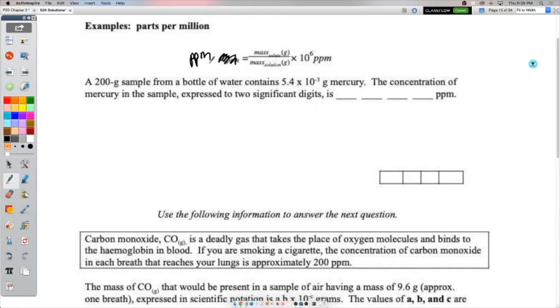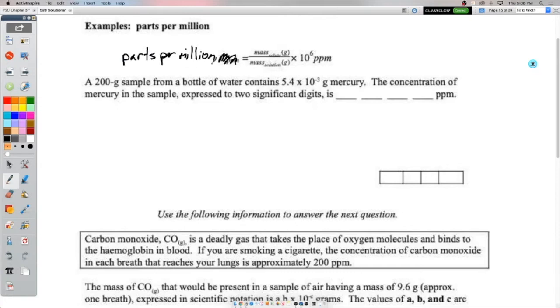It's actually written in your data booklet as the full parts per million, not even ppm, so maybe let's be consistent. It's written fully as parts per million. Do I expect you to write that out every time? No, you'll probably just do ppm, but that is what it looks like in your data booklet.